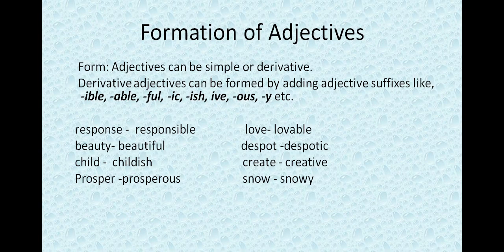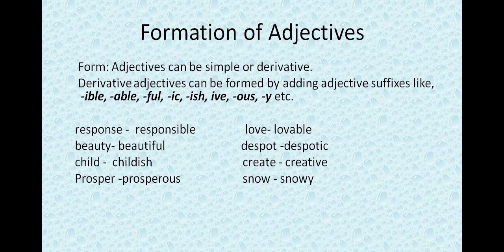Adjectives can be simple or derivative. Simple adjectives are good, bad, tall, short. Derivative adjectives are derived from verbs or nouns. They can be formed by adding adjective suffixes like able, ible, ful, ic, ish, ive, ous, y, etc. Like from response, we can form the adjective responsible, a responsible man. From beauty, beautiful, beautiful hills.